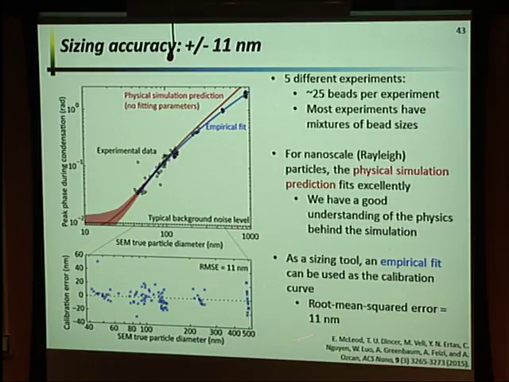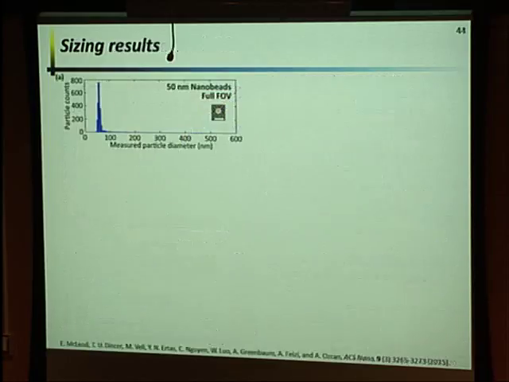Then we can compute the root mean squared error of our experimental data compared to this fit. And we get an RMS error of about 11 nanometers. This provides our sizing accuracy. In this case, between 40 nanometers and 500 nanometers, it is about plus or minus 11 nanometers.